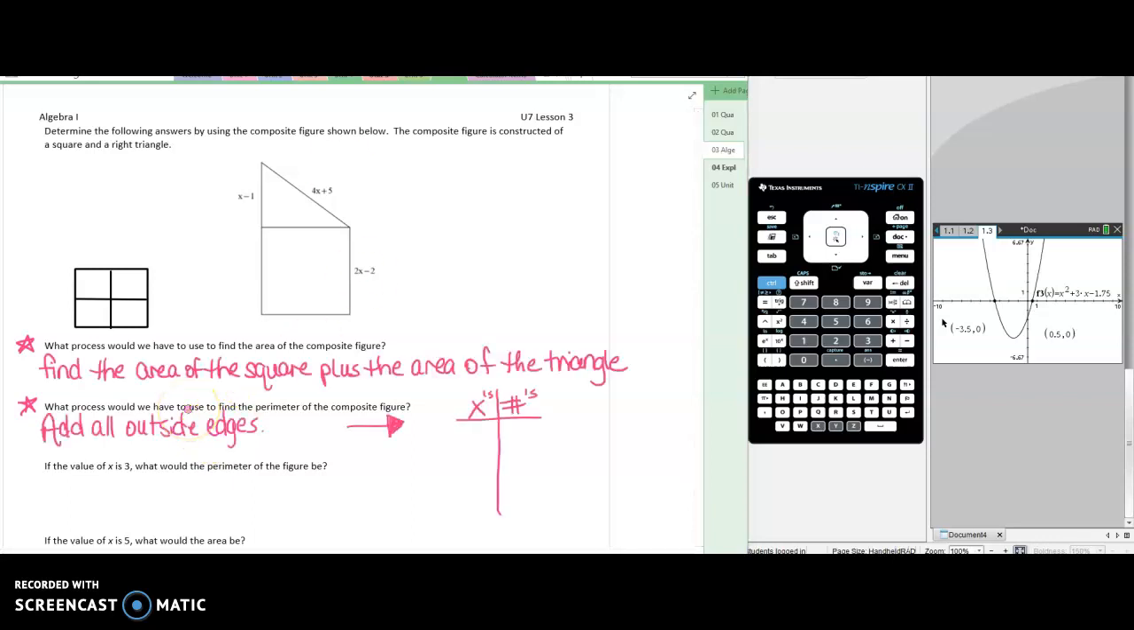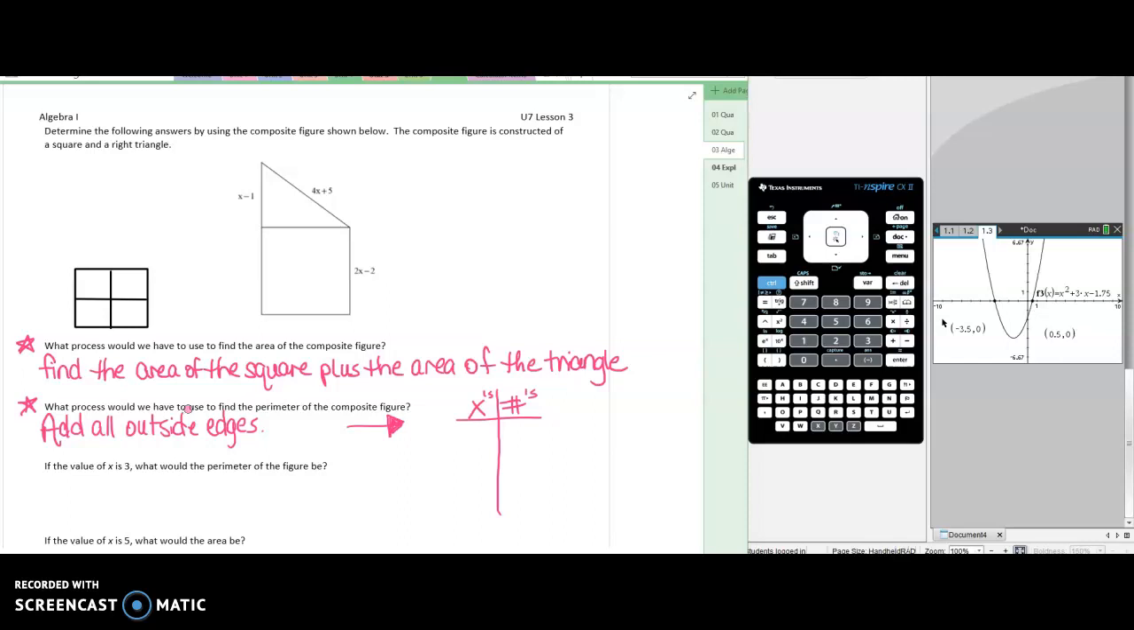Okay, real quick. The process that we would have to use to find the area of the composite figure is we would have to find the area of the square plus the area of the triangle, okay? So once you think about how you would do that, you'd have to find both of those. And then what process would you have to do to find the perimeter? Well, you're going to have to add all the outside edges.